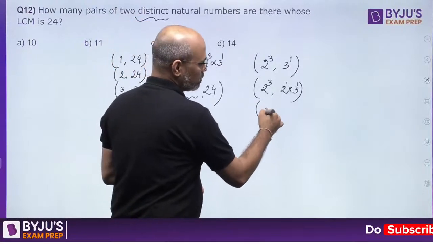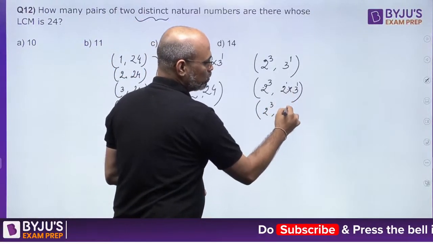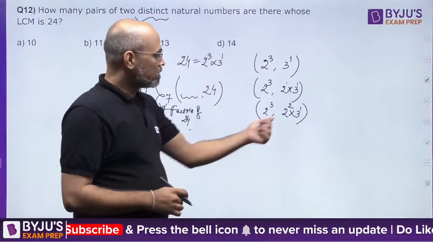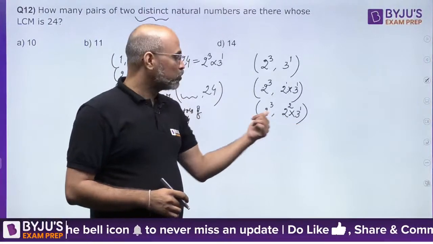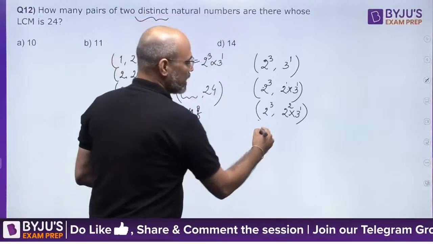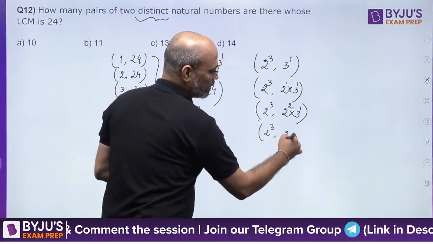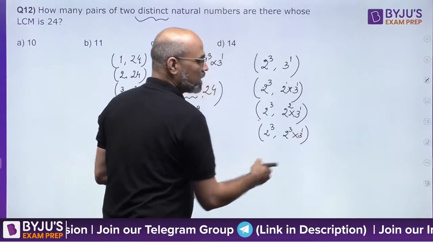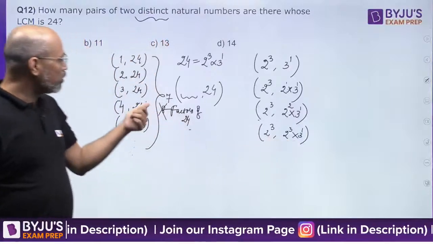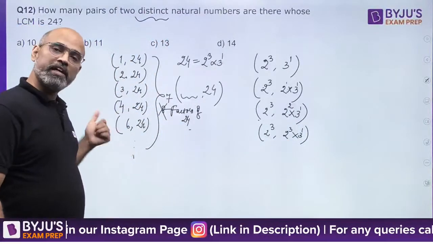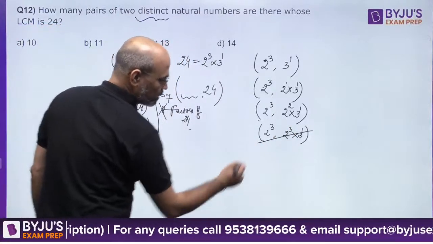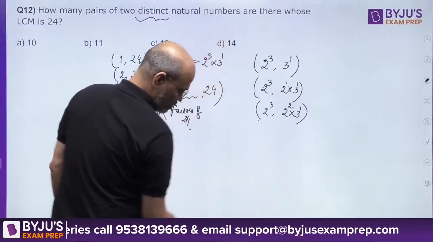What else can I do? We can have 2 cube instead of 2 to the power 1. I can put 2 square into 3, right? 4 into 3, 12. 12 and 8's LCM is also 24. Now the moment I put 2 cube over there, 2 cube into 3 to the power 1, what will happen? This is 8 and 24, which we have already put over here, no? It is counted, 24 was already written. So we can't take this, right? So I will remove it. So we get 3 more.